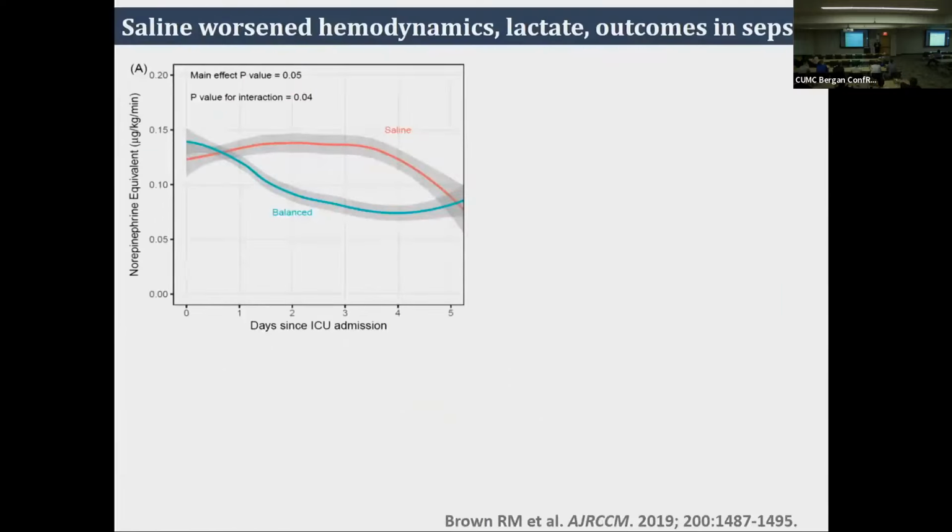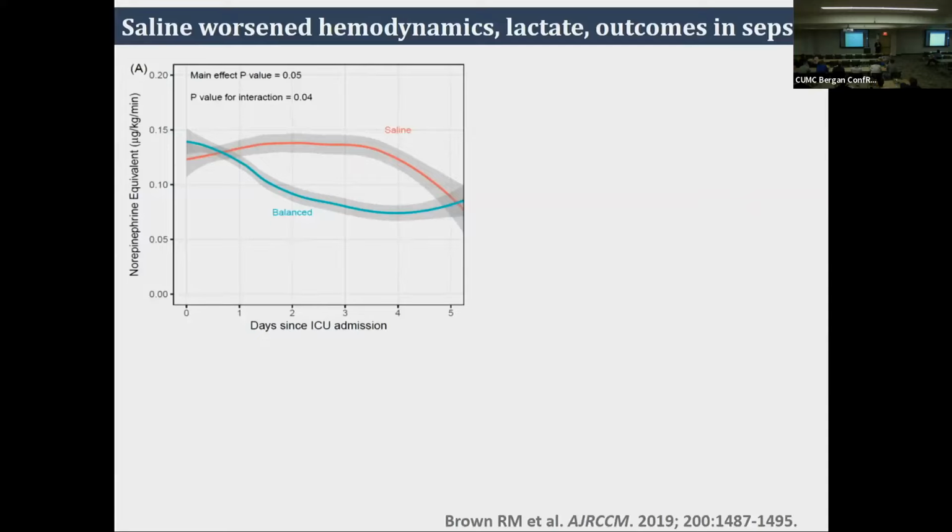Here are granular data from SMART, patients that came to my ICU with sepsis. All of these patients got lactated ringers. Some of the other ICUs used Plasma-Lyte. We used lactated ringers. This is norepinephrine equivalents. If you look at patients with sepsis who came to my ICU, depending on the month, they got either saline or balanced fluids. And this is norepinephrine equivalence. And you can actually see that lactated ringers decreases your dependence on norepinephrine.